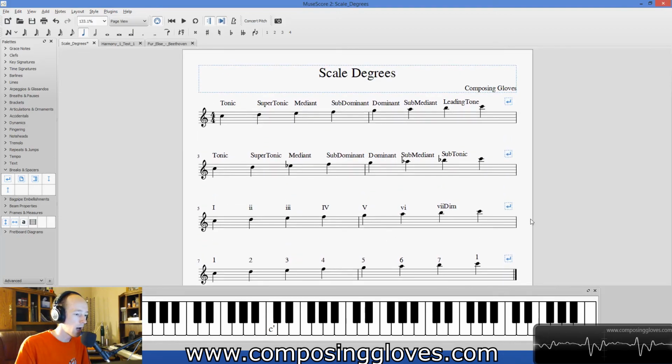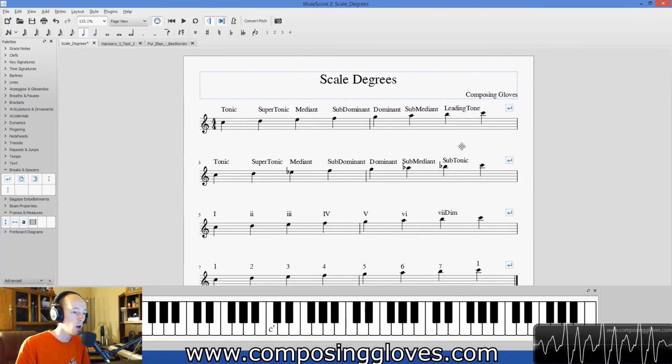Honestly, I would go with the chord symbols the most. These you say out loud more than actually write down. So that's what's going on there.